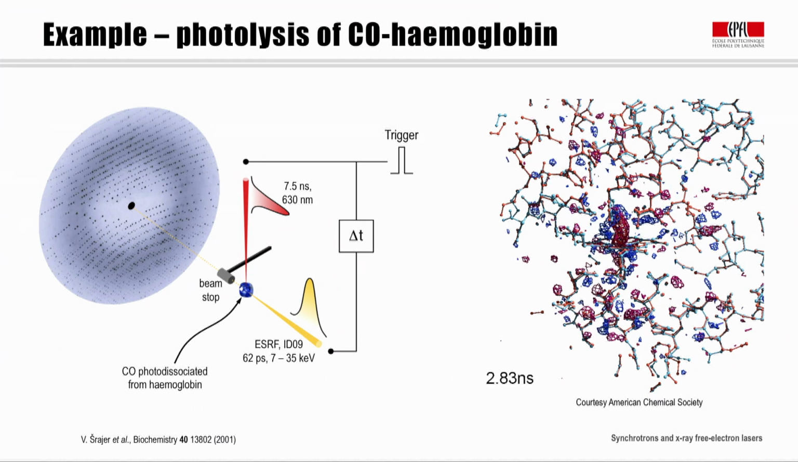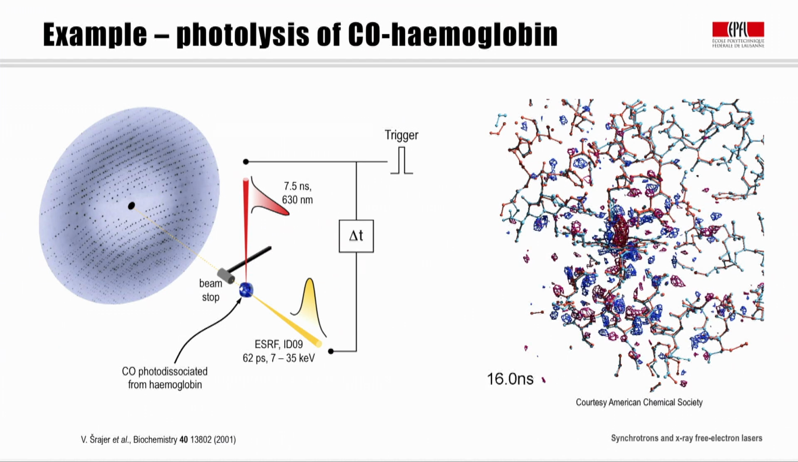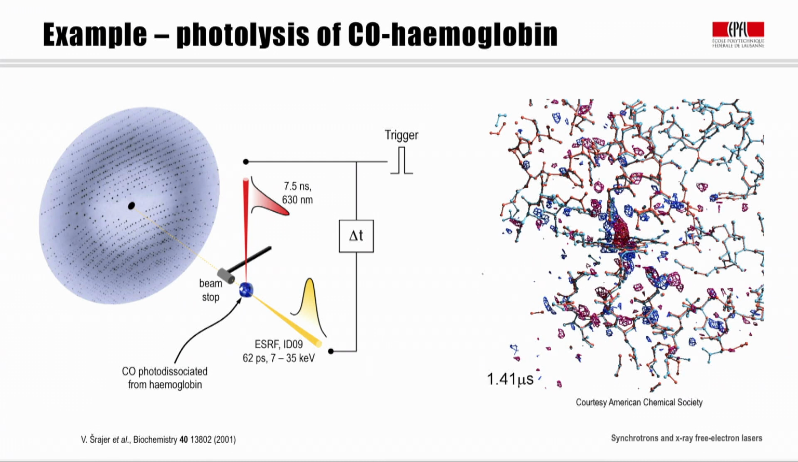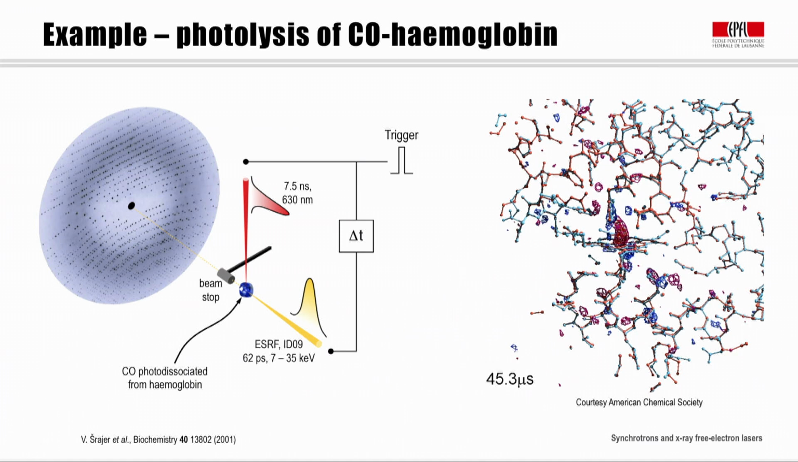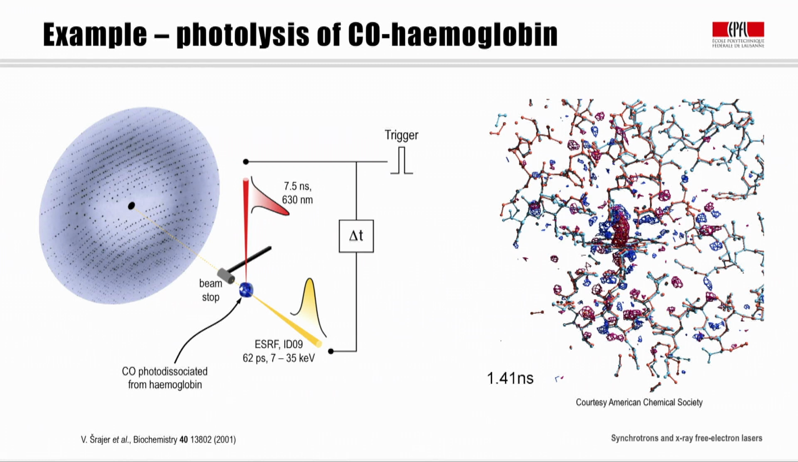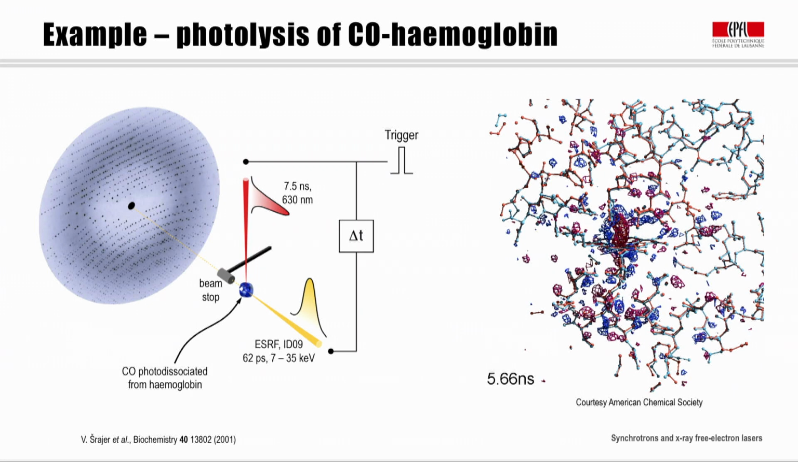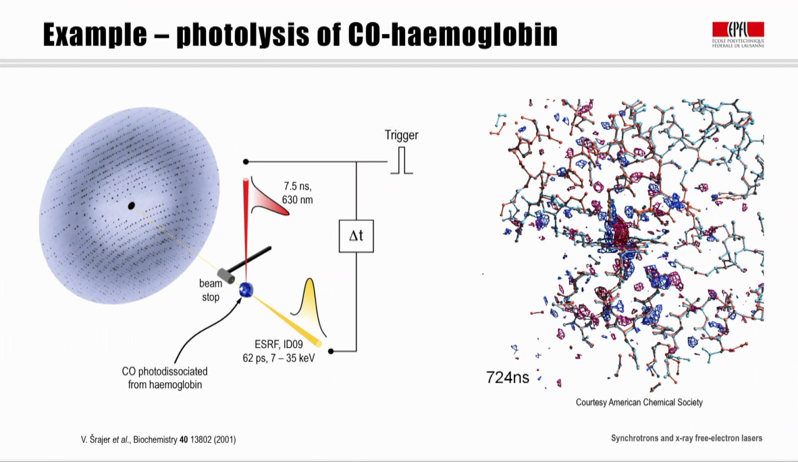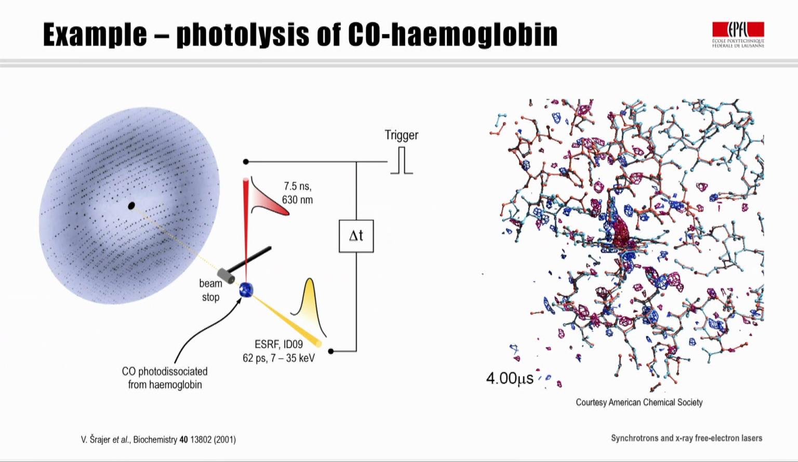The laser causes the carbon monoxide molecule to photodissociate, and the structure rearranges itself in response to this. This is probed by taking single pulses from the synchrotron storage ring and varying the delay between the laser pulse pump and the X-ray probe. This experiment is made possible by the fact that the dissociation of carbon monoxide from the hemoglobin is reversible, allowing the experiment to be repeated at different time delays.